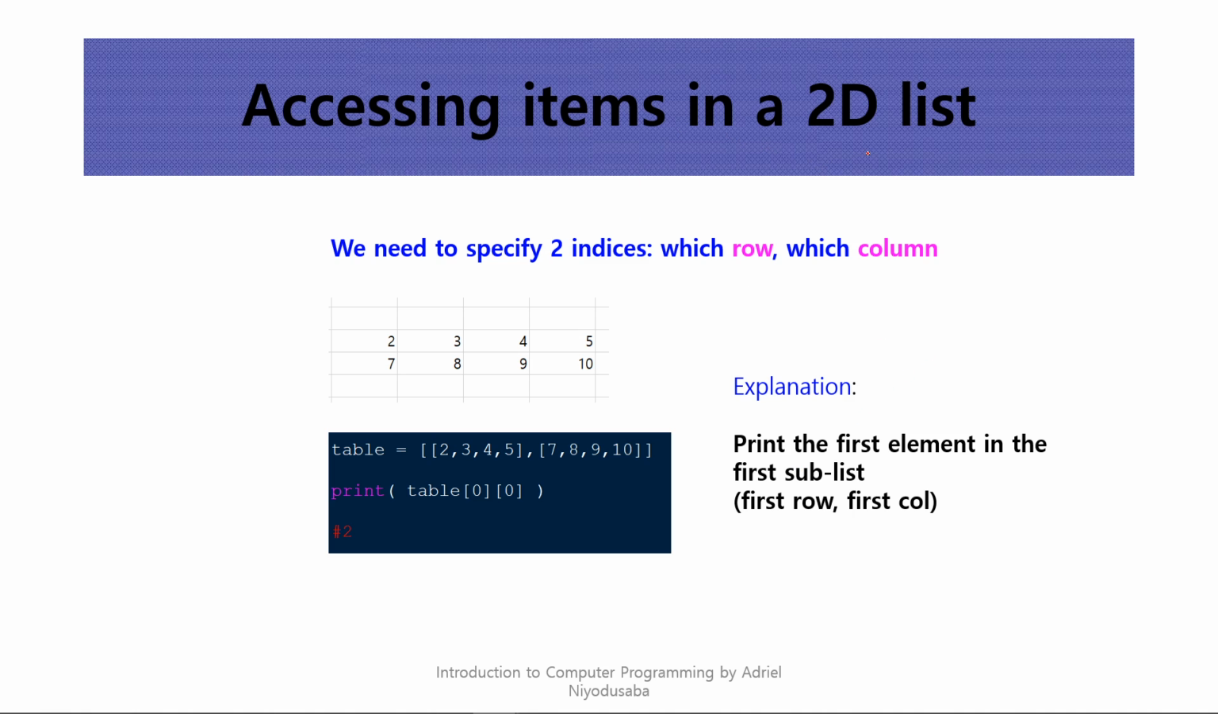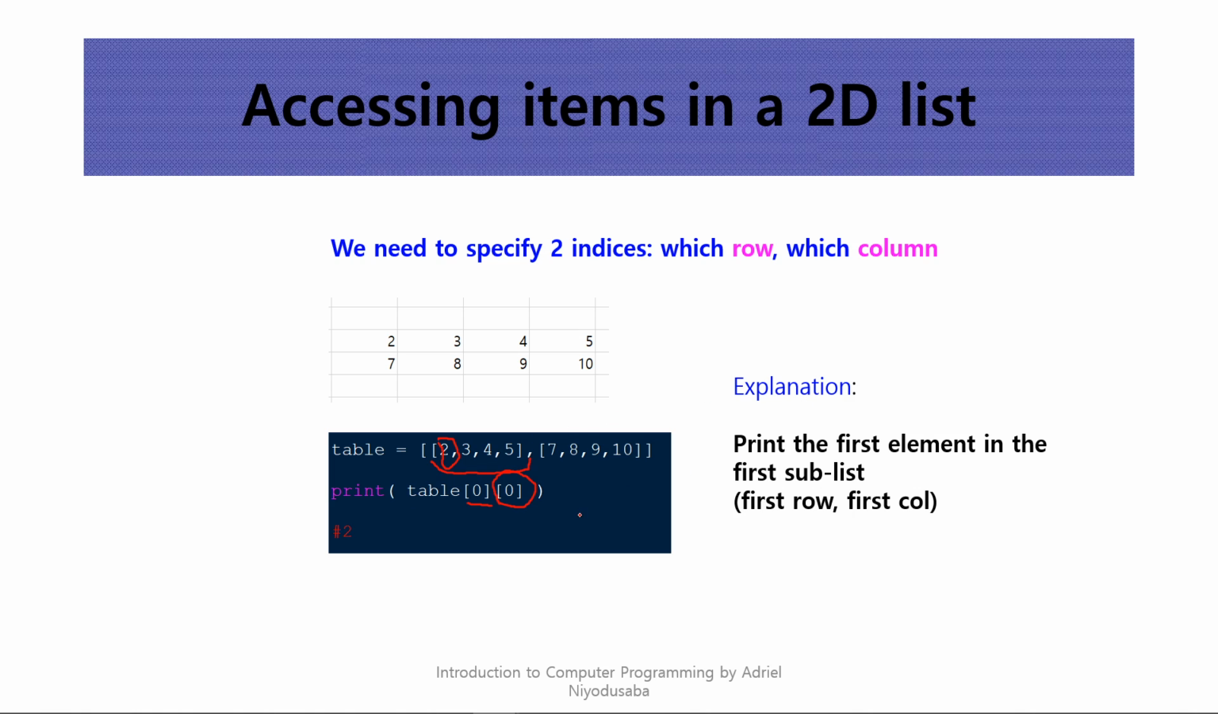How do we access items in a two-dimension list? As we saw for the one-dimension list, we used an index to access the elements. For a two-dimension list, we also use index, but now we need to specify 2 indexes. The first index specifies which sublist we want. In this case, the first index is 0, which says, okay, I want the first sublist. The second index goes inside the sublist and specifies which item we want. So we want the first item inside the first sublist. So this will give us 2.